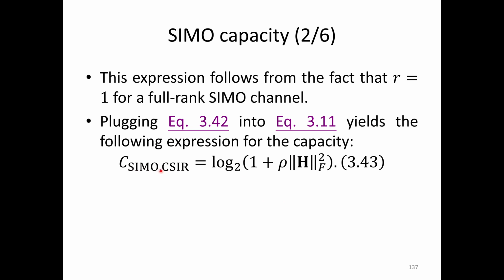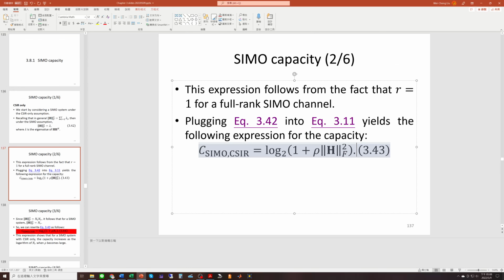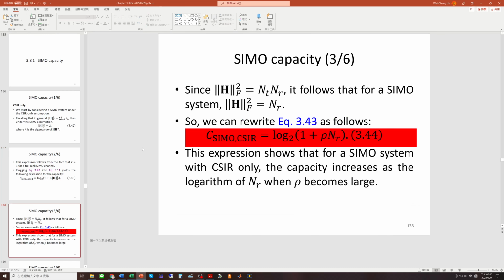C SIMO CSIR is equal to log 2 of 1 plus rho times the square of the Frobenius norm of H. Again, the equation number is in the wrong place. Let me fix this problem. Okay, good. Next page.